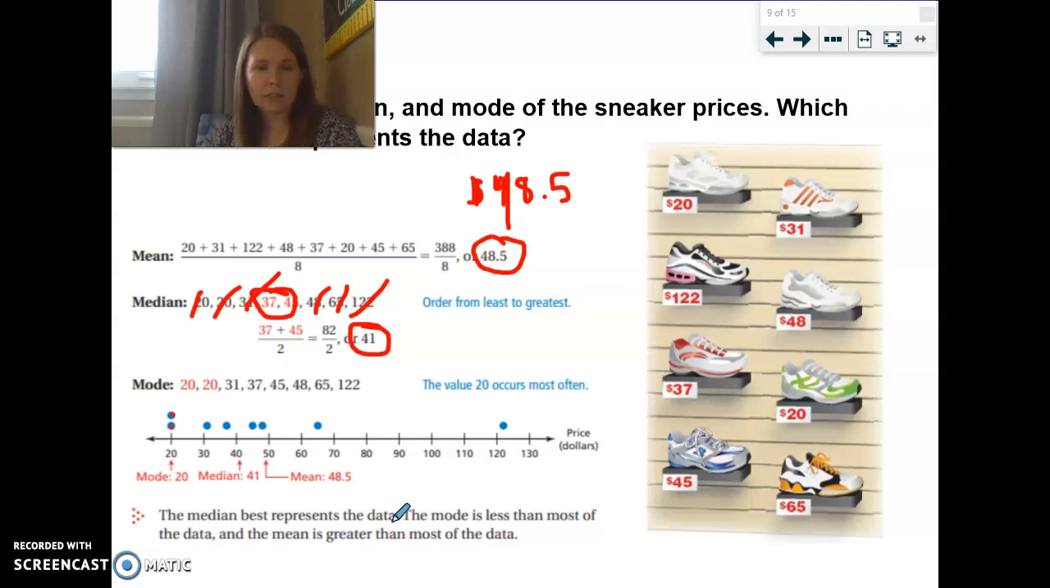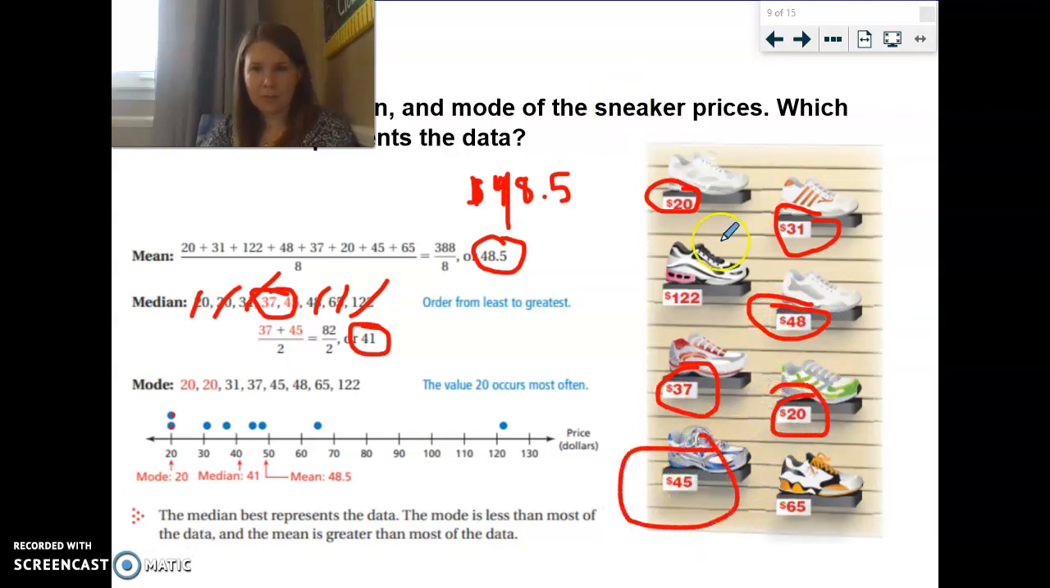The median is less than most of the data, and the mean is greater than most of the data. When you look at the average, the mean here, which is what we typically say in conversation, is 48.5. But you can already tell that there's one shoe that's lower than that. This shoe's lower than that. This shoe technically is 50 cents cheaper. This shoe is, and this shoe is. So that's already 1, 2, 3, 4, 5, 6 shoes that are less than that average price. So that's not a very good representation because it's not really showing me the middle range of the prices.